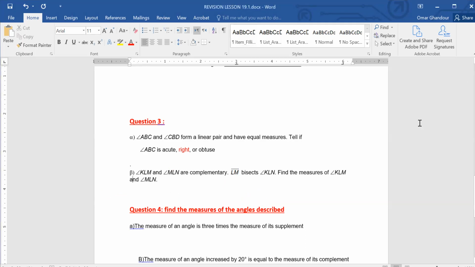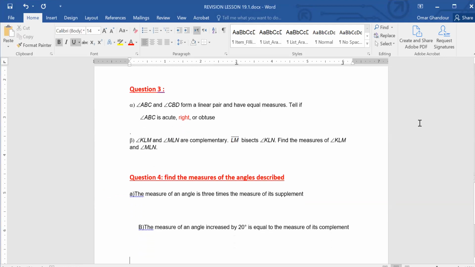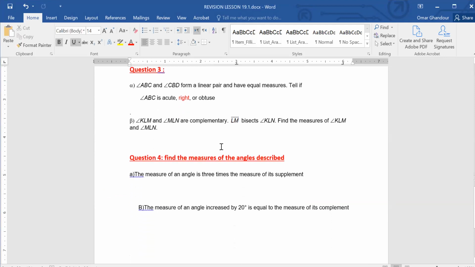And then let's see question 4. Find the measure of the angles described. Angle A, the measure of an angle is 3 times the measure of its supplement. Before doing anything, the measure of an angle, is it known, girls? It's unknown, so it's X. Is means equal. 3 times means multiplication, so this is 3 multiplied by something. What is the something? The measure of its supplement.